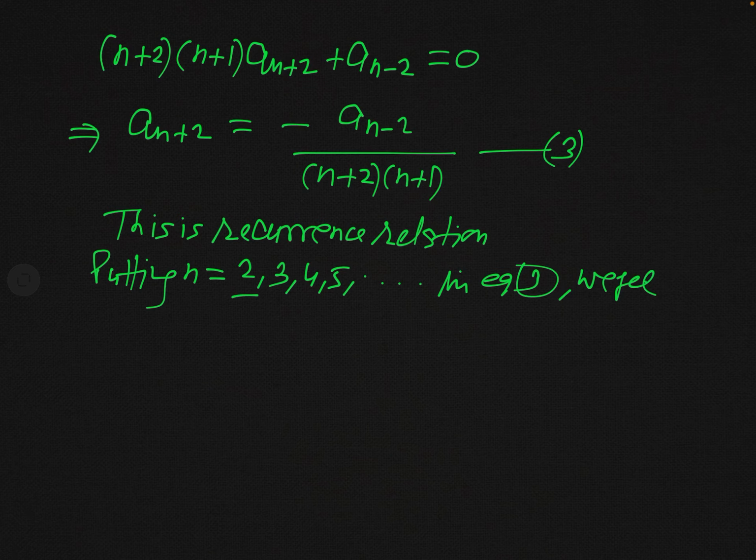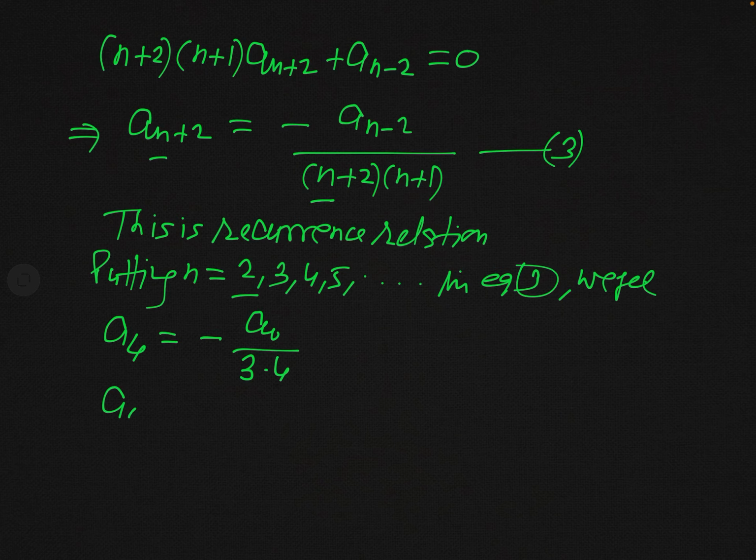When you put n equal to 2, see here, n equal to 2 means this is a2 plus 2, that is a4. So a4 will be what? I have taken n equal to 2, so this will be equal to minus a(n minus 2), and n is 2, so this will be simply a naught, divided by, I have taken n equal to 2, so this is 2 plus 2, that is 4, and n plus 1, that is 2 plus 1, 3. So this is simply 3 into 4.